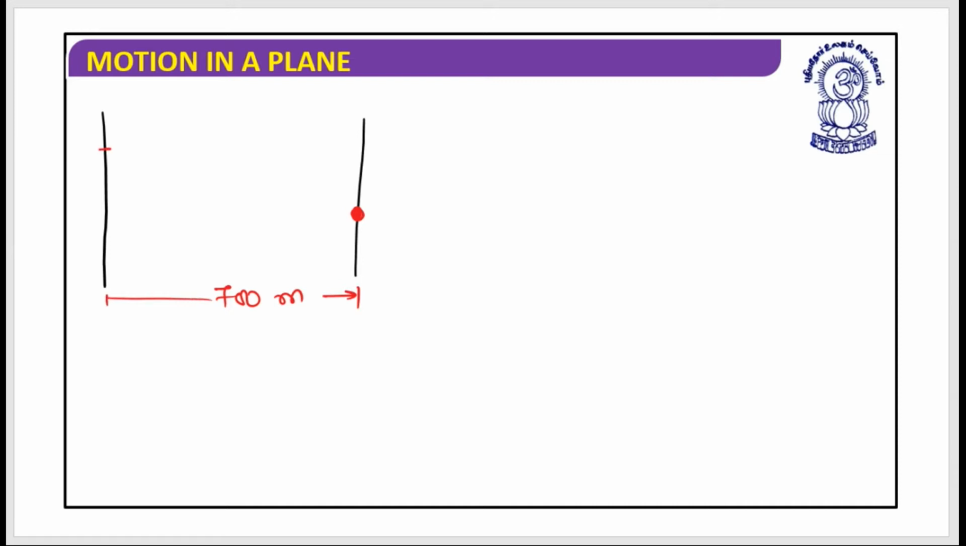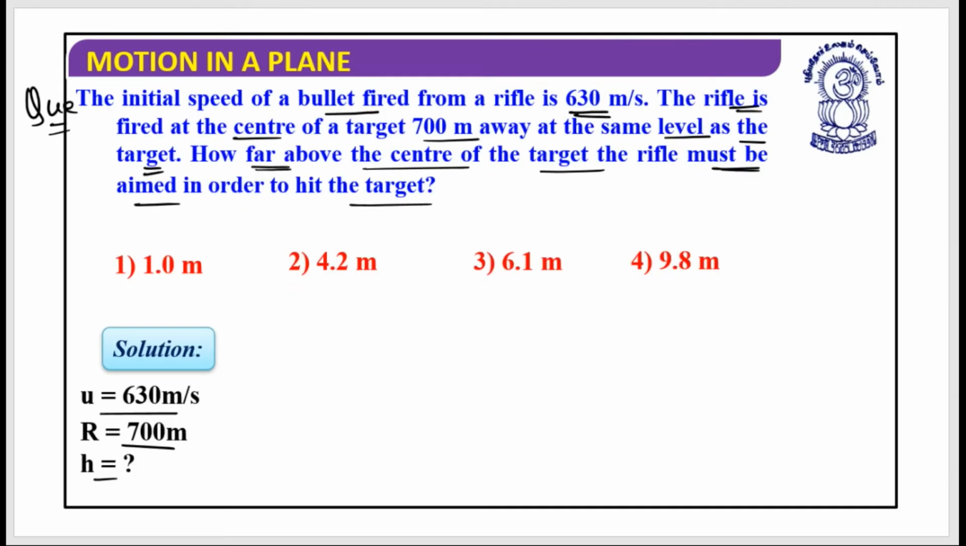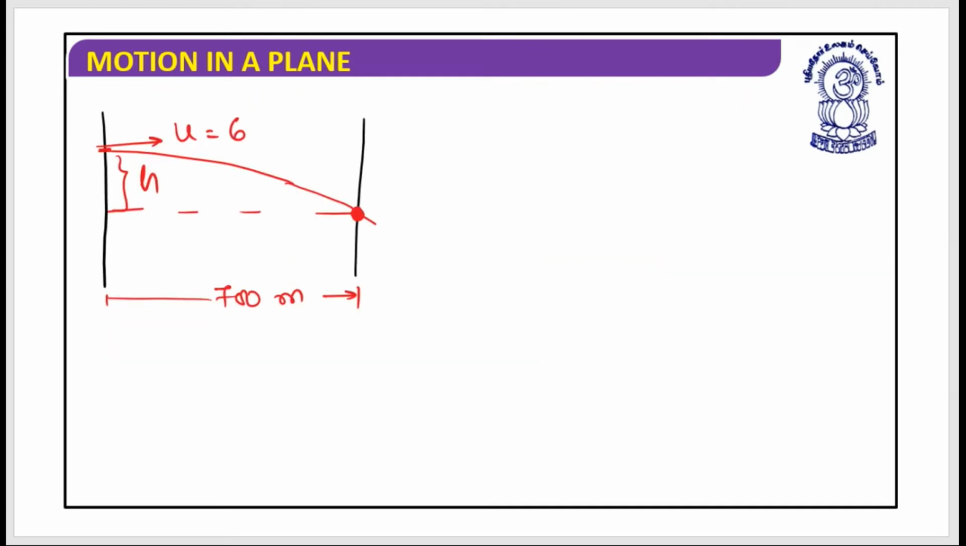So if you want to hit at this place, you must aim your gun at this position so that it can hit at this situation. I hope those things are clear. So this is the range and this is the height. With this initial velocity you have launched it, and the initial velocity was 630 meter per second.